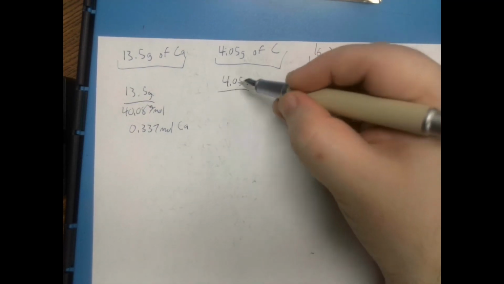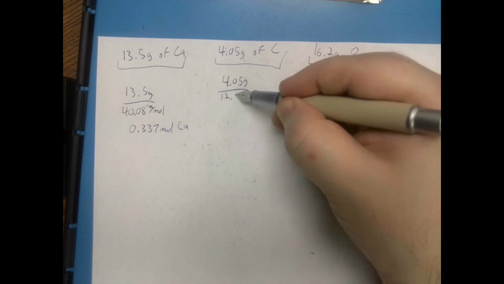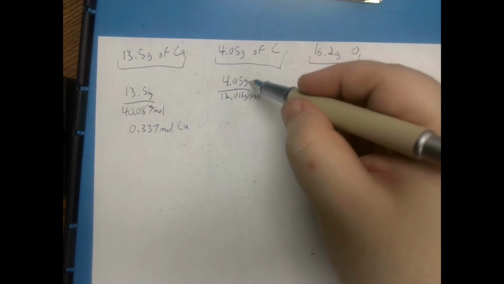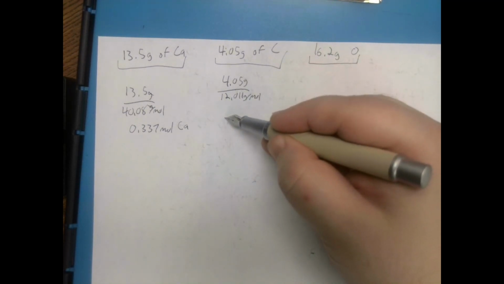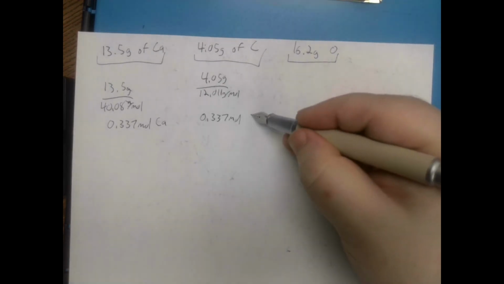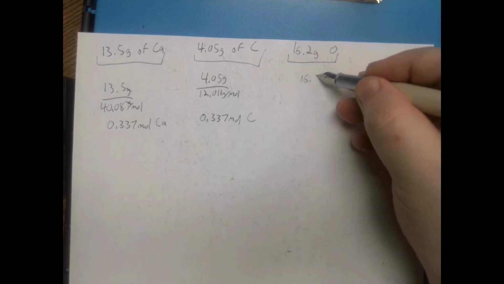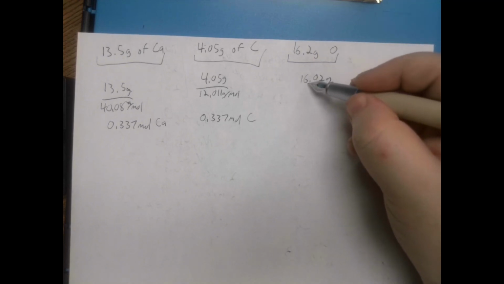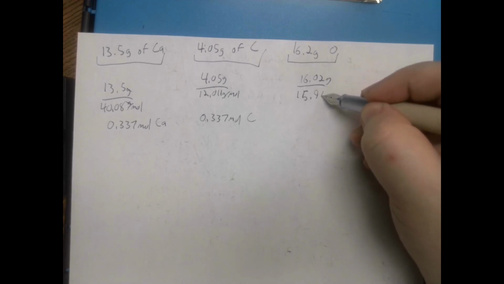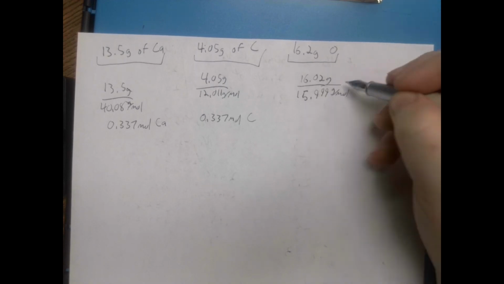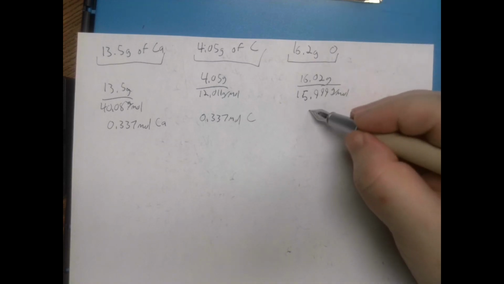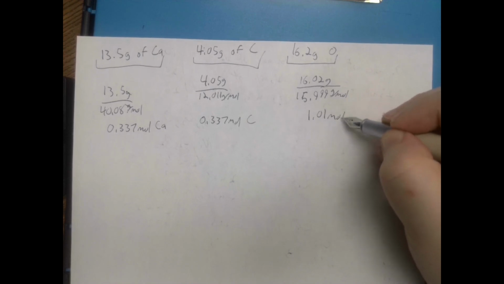4.05 grams, and they choose the value 12.011 grams per mole for carbon. This is going to end up being 0.337 mole of carbon. Then 16.02 for oxygen. They don't include the 4. And I also recommend you probably round these numbers already to 3 digits.